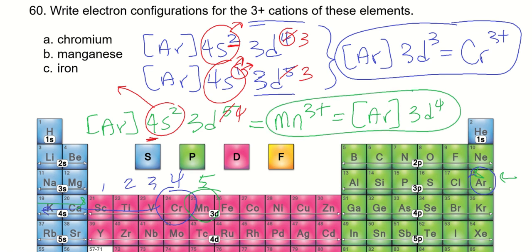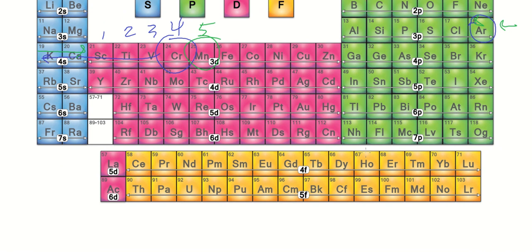All right, and finally, let's go to iron. So we don't need to do all of this again. You know we're going to remove 2 from the s and 1 from the d. So iron is over there, number 26. So the 3 plus cation is going to have the electron configuration of argon. And then you know that section is going to be removed, and then one of these guys is going to get removed. So it's going to be 3d5.